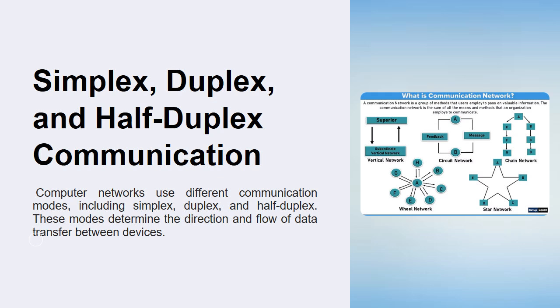Now, let's talk about the mode of communication. In a computer network, we can use different communication modes. It can be simplex, duplex, or half duplex. Actually, these modes determine the direction and flow of data: how the data will flow and how it will transfer between the devices. All this we decide with the help of what kind of mode we are using for communication, simplex or duplex or half duplex. Let's see about these modes.